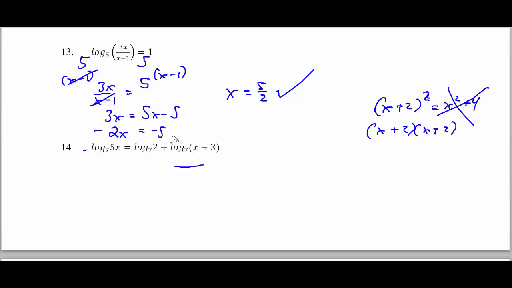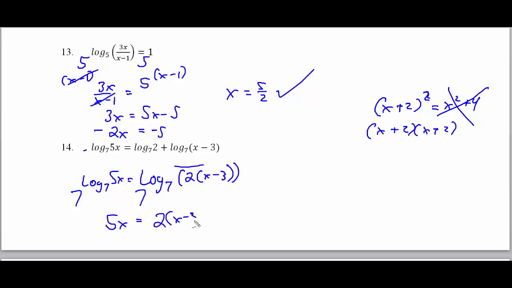So what we have to do is combine this to 1 log on one side, and we can do that by going log base 7 of 2 times x minus 3, because addition means multiplication in logarithms. And now that I have log base 7 on both sides, I can now use my trick to basically get the log base 7 to be 1, and that leaves me with 5x on this side, and this leaves me with 2 times x minus 3 on this side. So if I transfer that up here, I got 5x is equal to 2x minus 6. If I subtract 2x from both sides, I get 3x equals negative 6. If I divide both sides by 3, x equals negative 2.